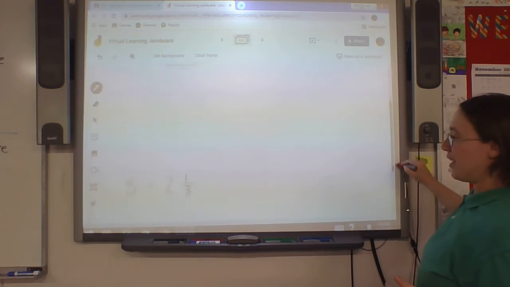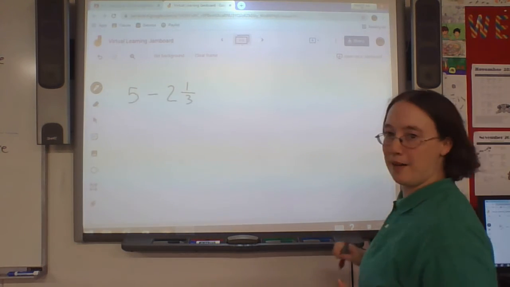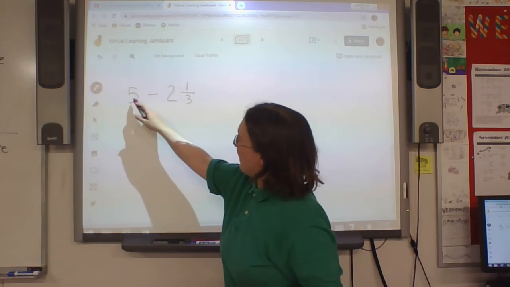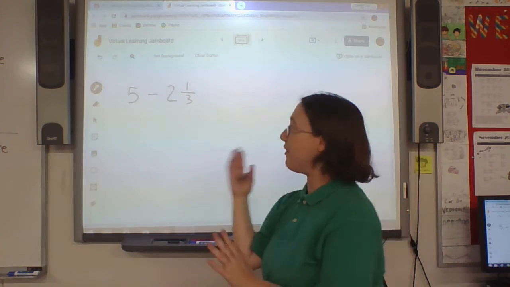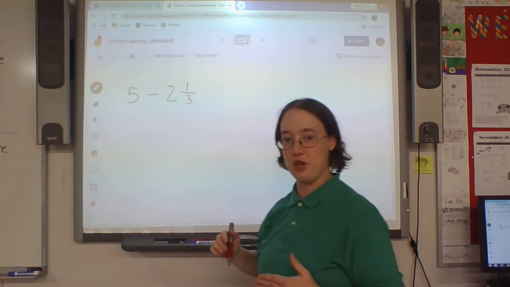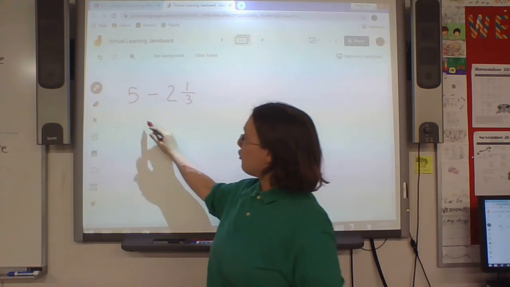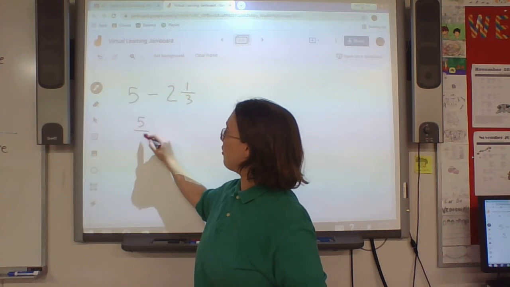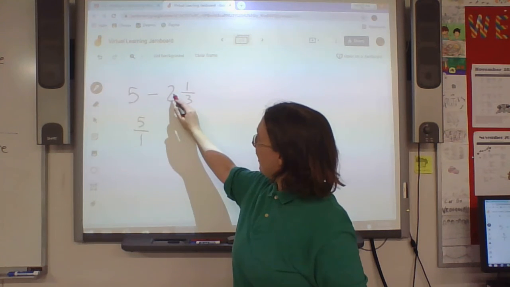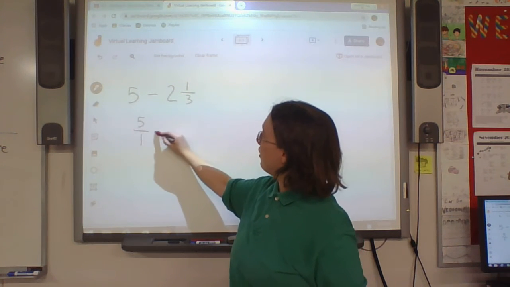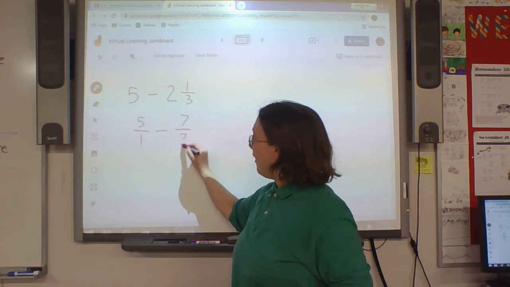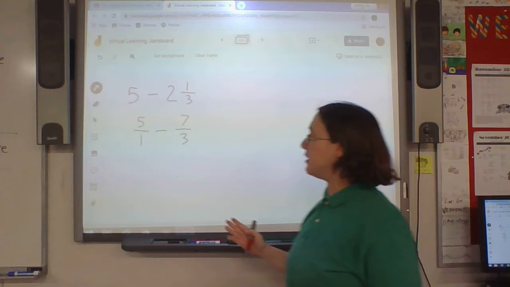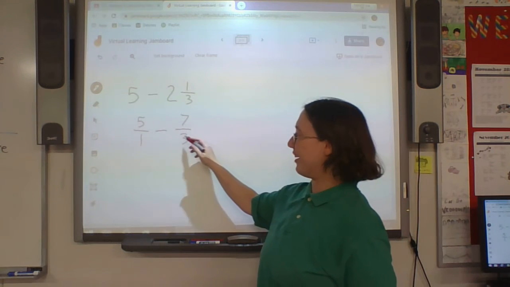If we're subtracting, that's probably where we're going to need a common denominator. Because if we're subtracting these, well, 5 minus 2 is 3, but then what do we do with that 1/5? So this is where we're probably going to want to turn these into improper fractions. So I'm going to call this 5 over 1 for starters. And then 2 times 3 is 6. 6 plus 1 is 7.